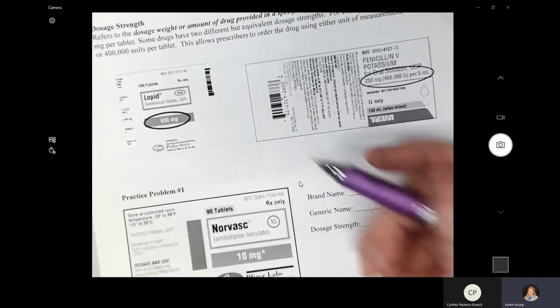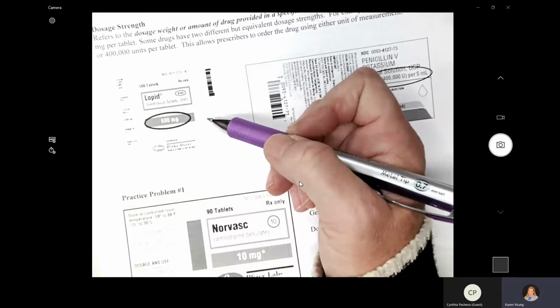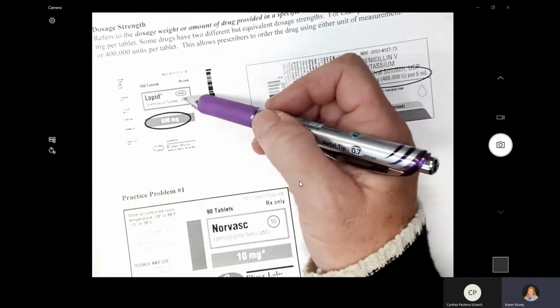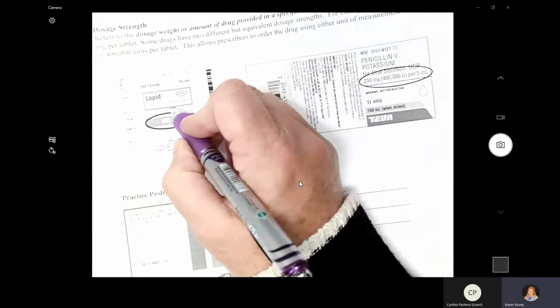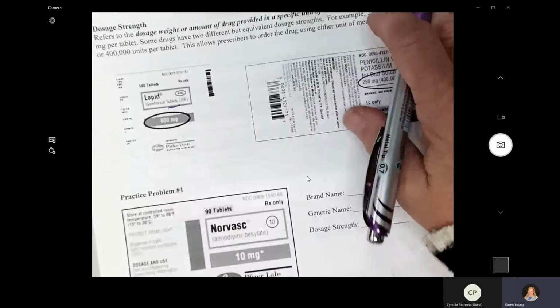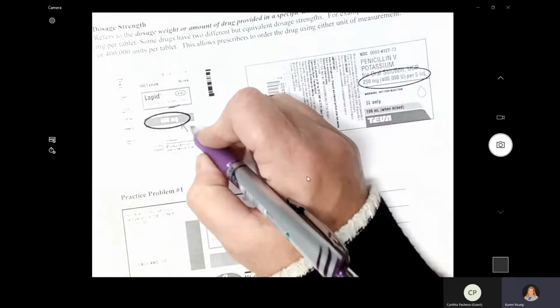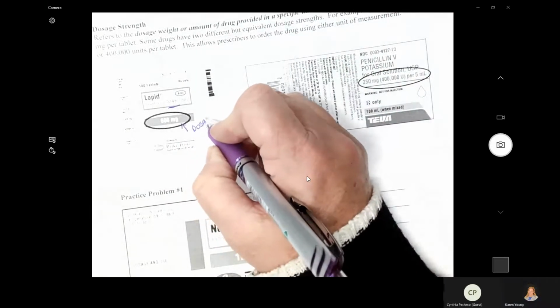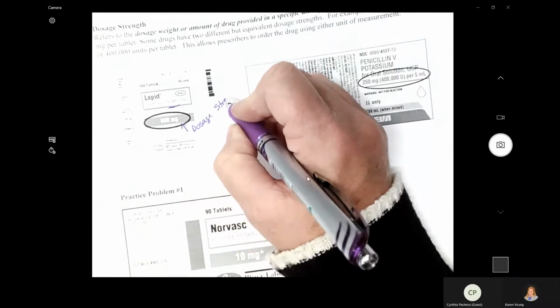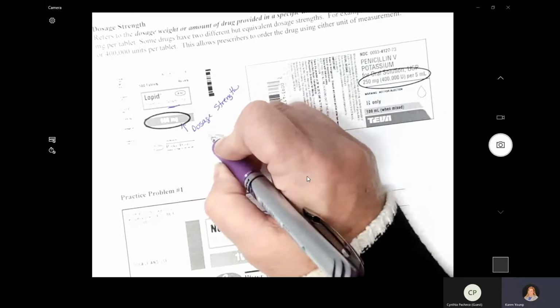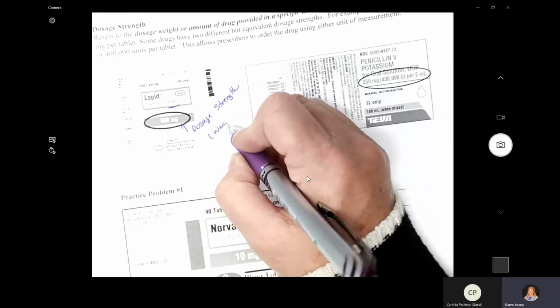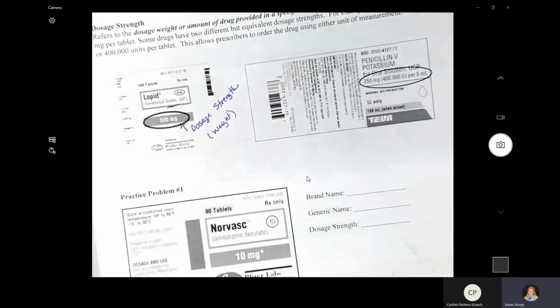Our dosage strength is how much medication is in the vial, or bottle, or tablet. Notice this one says per tablet. Oh, it's hard to read. So this would be my dosage strength. Or I could say it's my weight of the drug. In each tablet, there's 600 milligrams of that medication.